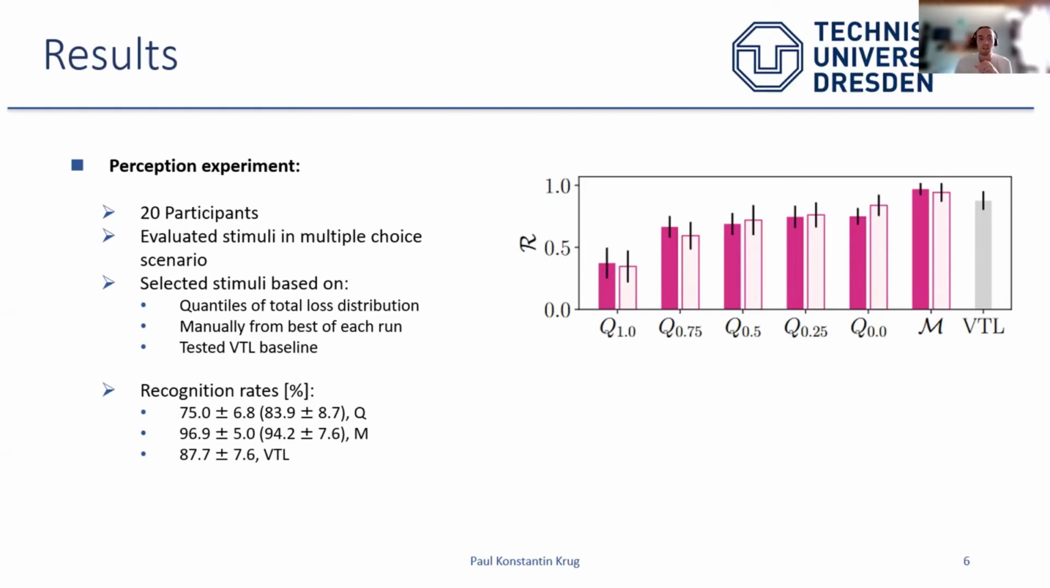And we can see that for the best samples that were selected based on the errors, we have recognition rates of around 75% for the baseline and 84% for the visual samples. And then the manual selection has a very high recognition rate, about 97% and 95% or 94%, which even outperforms the Vocal Tract Lab strong baseline, which is around 88% recognition rate.